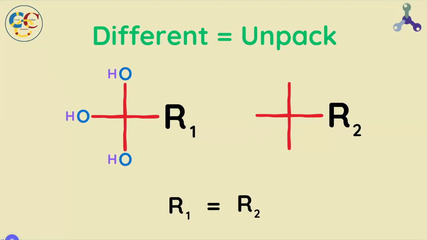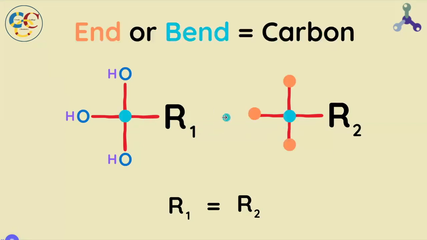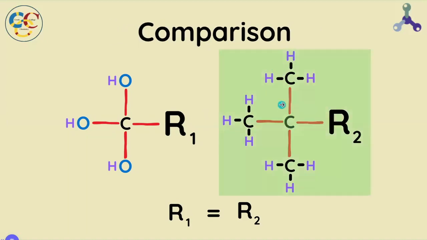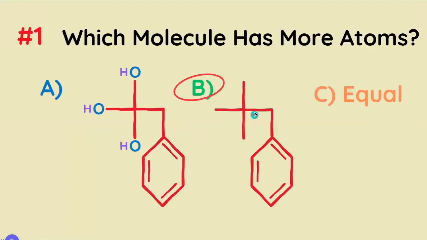In other words, we'll convert these regions from bond line to Lewis structure. We do that by identifying carbons as ends and bends, based on how many bonds are currently visible or lack thereof. It will tell us how many hydrogens each carbon has that we don't see. In this case, each of the bends already has 4 bonds accounted for, but each of our end carbons in this molecule has 3 hydrogens to meet the 4 bond requirement, and it becomes clear which molecule has more atoms. Thus, B is our answer.